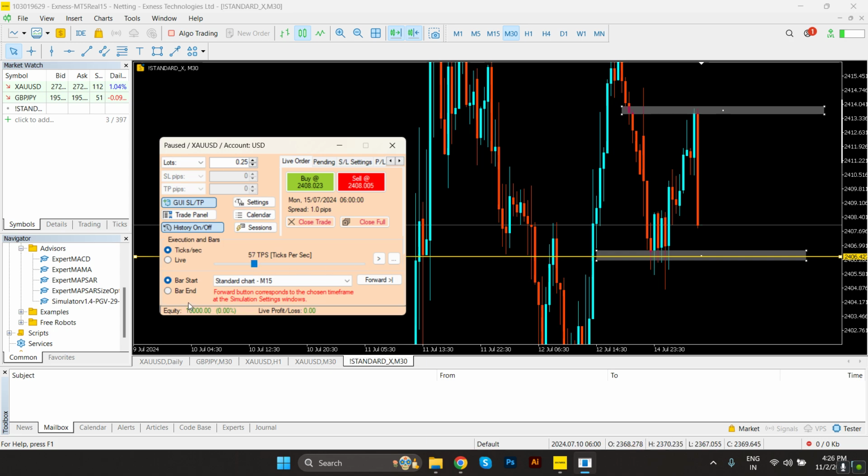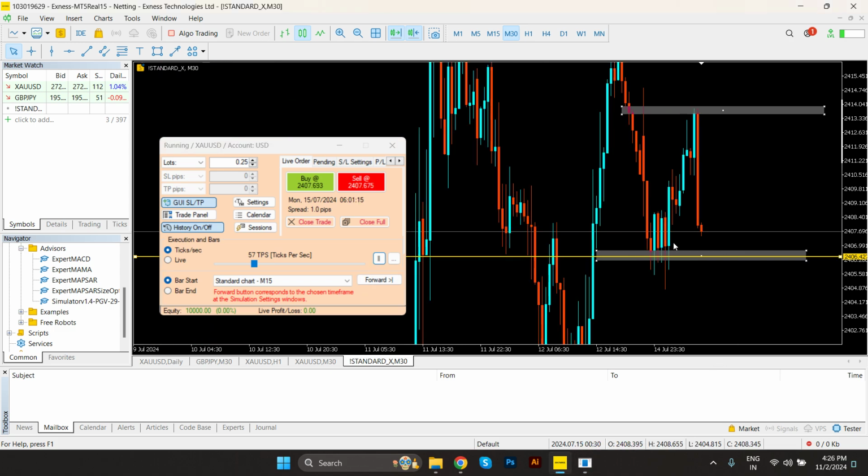Okay, one more thing. This will be a $10,000 account, but I'm considering this as a funded account, so I am not using my regular risk. I'm going to be using a fixed lot of 0.25 or 0.20. Let's just begin this.